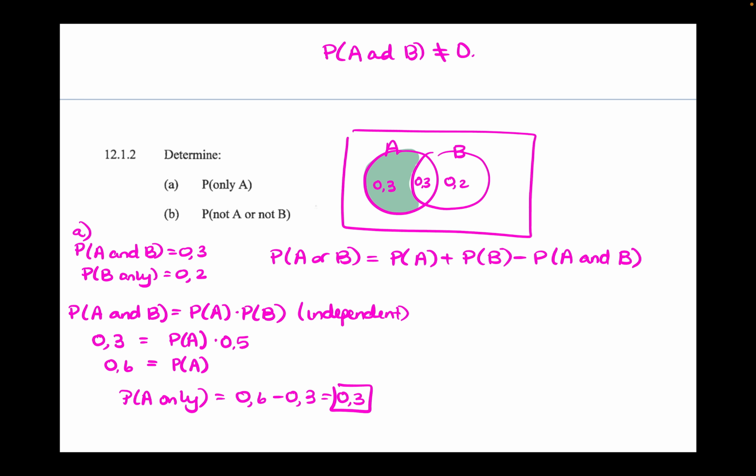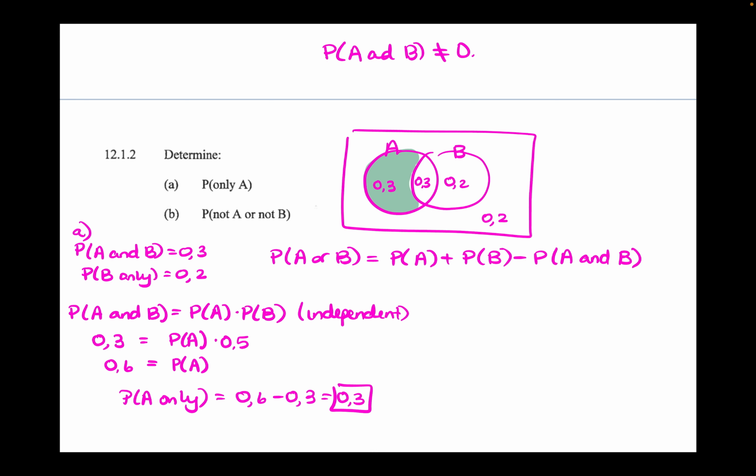Part B is the probability of not A or not B. Again, the Venn diagram might be helpful for that. So it's anything that's not in A or it's not in B. Now we can finish filling in our Venn diagram. We know that the outside of both of our events would be equal to 0.2 because we know they all have to add to 1.